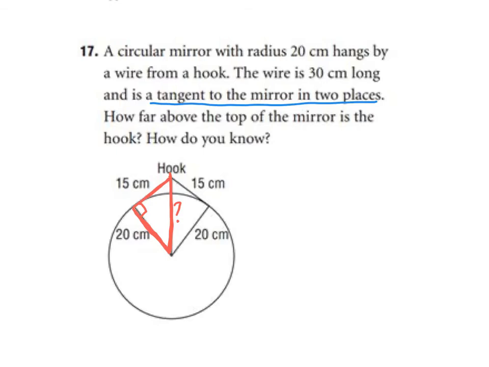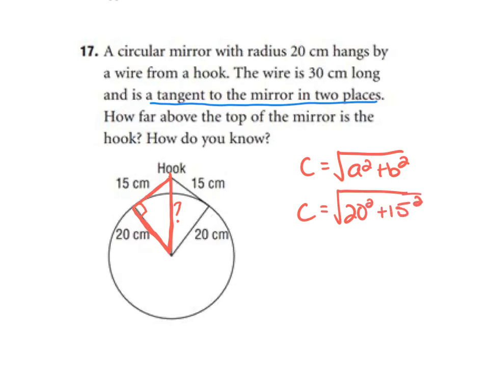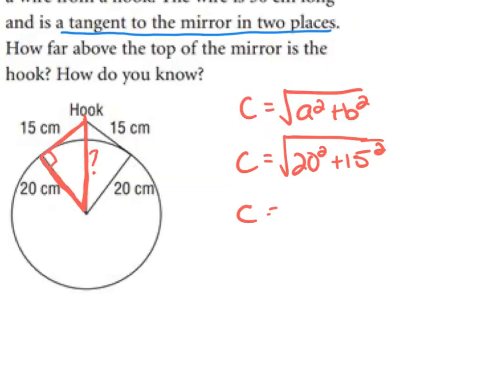So first things first, let's find this whole missing side here. This is going to be my hypotenuse, so I need to go C equals the square root of a squared plus b squared. So C is going to be the square root of 20 squared plus 15 squared. Let me just punch this into my calculator. This ends up being 25 centimeters.